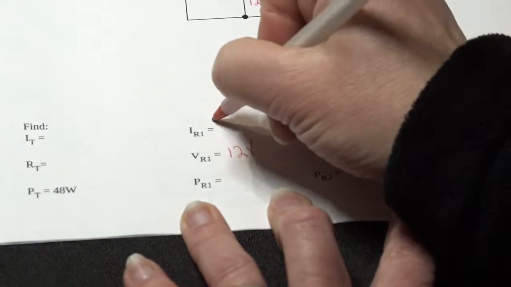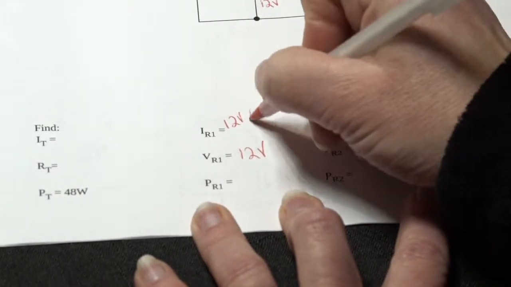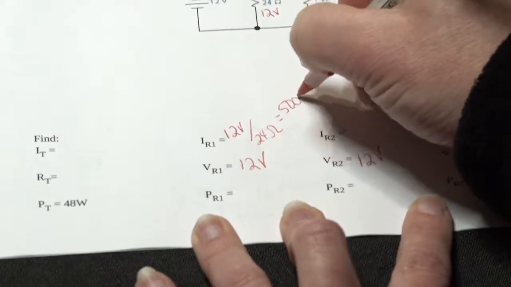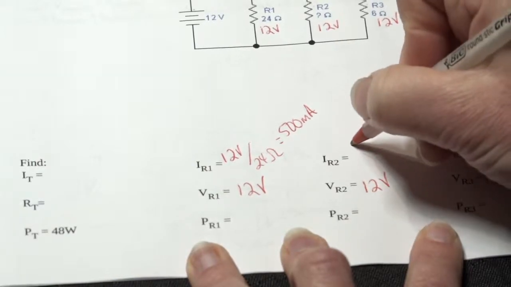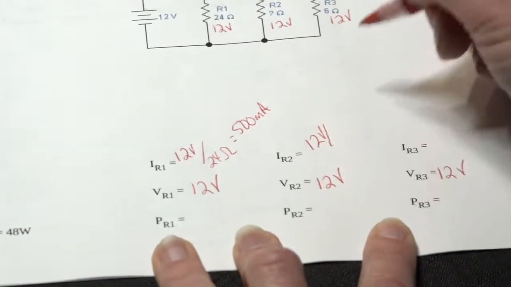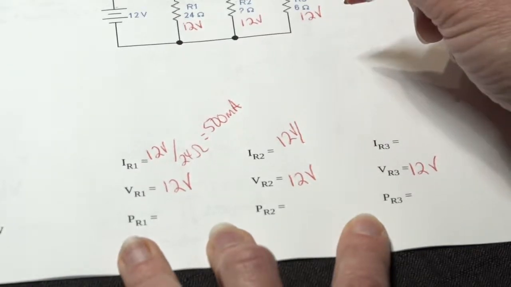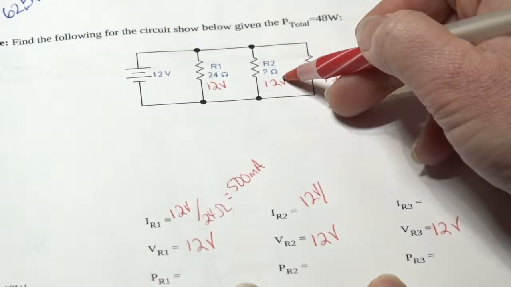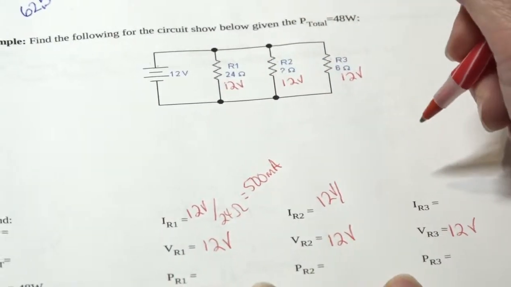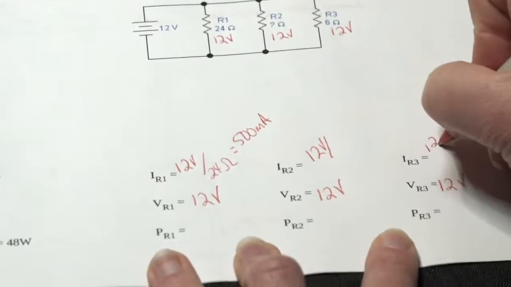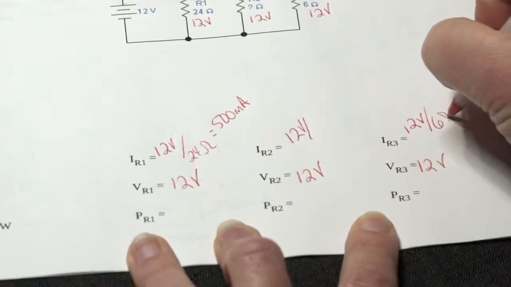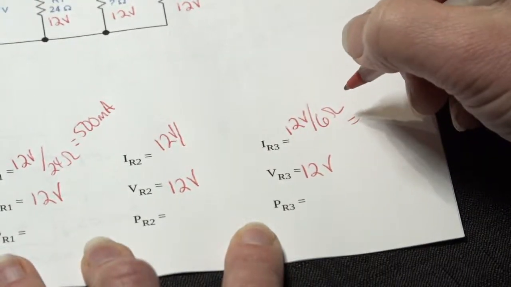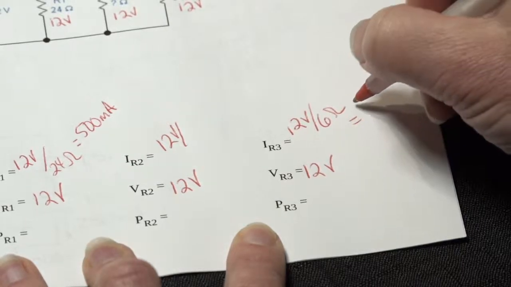Okay, and we take 12 volts, divide that by 24 ohms, and that gives us 500 milliamps. If we take 12 volts here and divide it by, there's no value for that resistor. What are we going to do? Oh, well, we'll come back to that one. Okay, so here we've got 12 volts divided by 6 ohms, and that equals 2 amps.